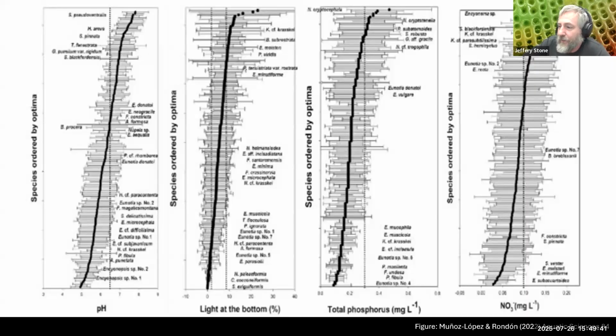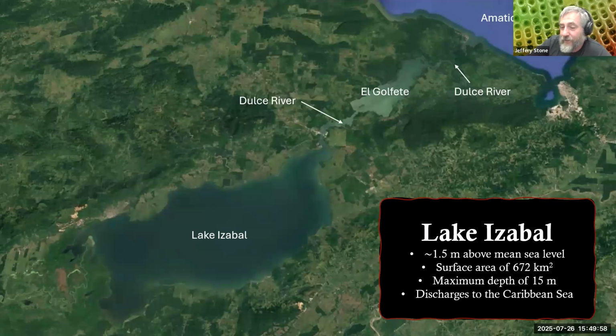This is an example of pH, light at the bottom, total phosphorus, and nitrogen, all examples of things where we can very easily arrange diatoms by their optima and then use these to reconstruct very specific values based on their preferred environments. Okay, so with that as a background, I'm going to talk a little bit today about Lake Isabel.